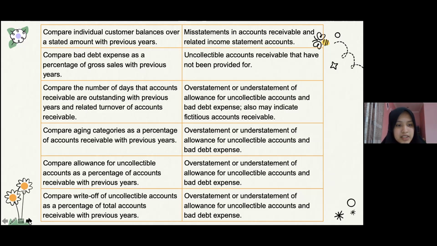The next is compare aging categories as a percentage of accounts receivable with the previous year, with the possibility being overstatement or understatement of allowance for uncollectible accounts and bad debt expense. The next part is compare allowance for uncollectible accounts as a percentage of accounts receivable with the previous year, with the possibilities the same as the previous row. And next is compare write-off of uncollectible accounts as a percentage of total accounts receivable with previous years, with the possible misstatement the same as the row before.